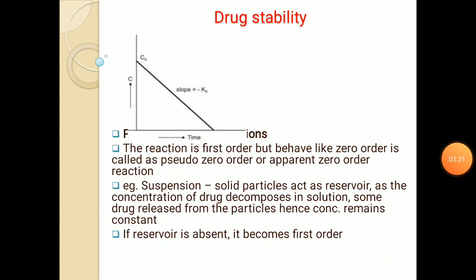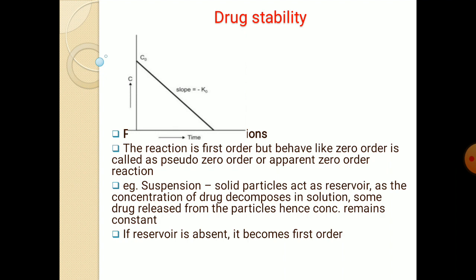Now see this graph. In this graph, you can see when the concentration is plotted against the time, you will get a straight line that indicates the process is a constant rate process. It does not depend on the initial concentration. The rate of reaction will be the same throughout the period for which the reaction proceeds.